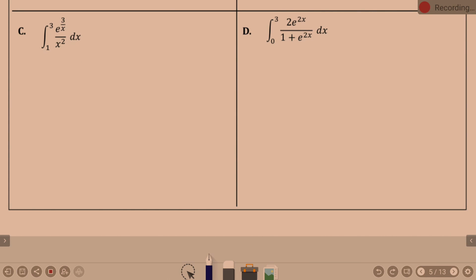Whoa. Let's just skip that one. Straight to D. Mark it out. 3 over x. Can we just use that? It is 3 over x. Is it really? Yeah, well, it can't be x squared. Why can't it be x squared? Because it's just 2x. 3 over x squared.